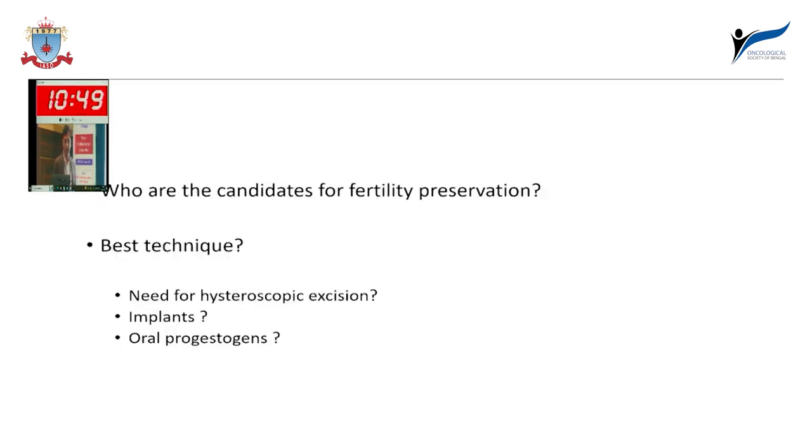So who are the candidates for fertility preservation, Dr. Shiv Kumar? If it is endometrioid and low grade, and they understood it is not a standard of care, that is more important. And if so, the patient should be under strict surveillance. Yes, if the criteria fit, we can go for fertility preservation with hormone therapy.